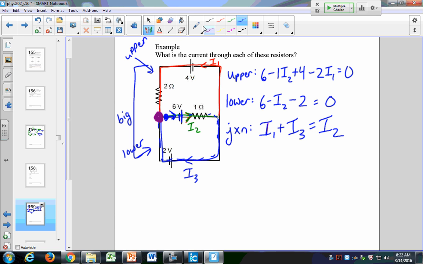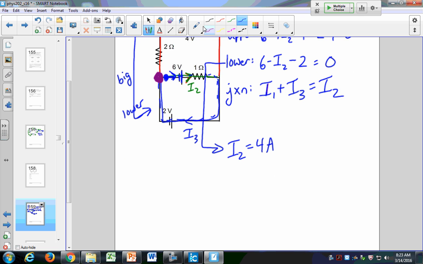This is a pretty simple system of three equations. The one in your homework is a little more complicated. It requires a little more substitution. But this one's simple largely because there's no resistor in the bottom loop. And because there's no resistor in the bottom loop, I can solve this equation directly for I2. And I find that I2 is equal to 4 amps. Comes out positive, so I know that I chose the direction correctly.